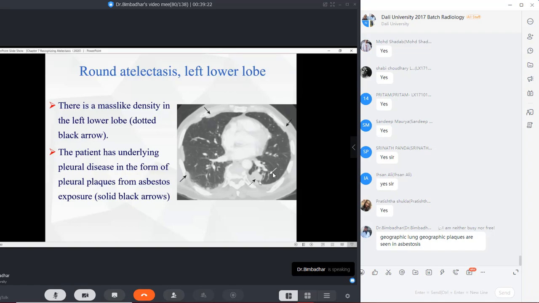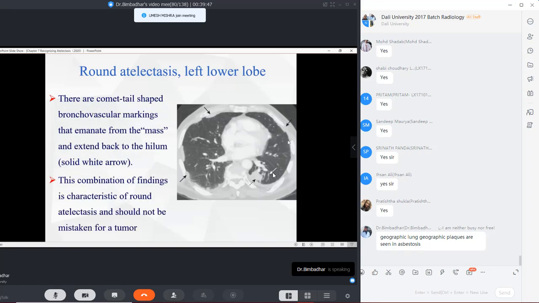And this one is actually causing a round atelectasis. This is the left lower lobe that is causing a round atelectasis. The dorsal segment of the left lower lobe is completely compressed because of the adhesions related to this pleural plaque. That is the evidence here.